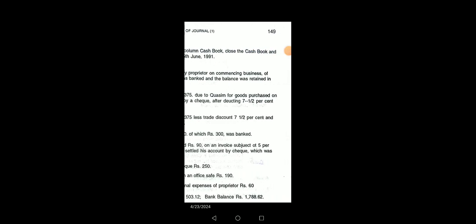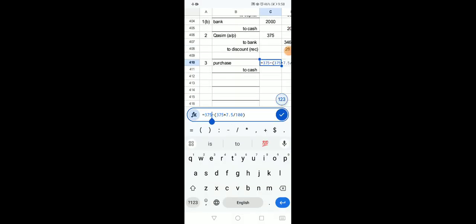Why? Let's focus again. 375 was the amount and the trade discount was 7.5%. So what have you done? Focus here again, 375 was the total amount. In the bracket you have calculated the discount, and this discount is subtracted from the total amount. You will get the net amount which would be paid, and the same amount you are supposed to write on the credit side as well. Post here. This way the amount has been posted, entry number 3 completed.